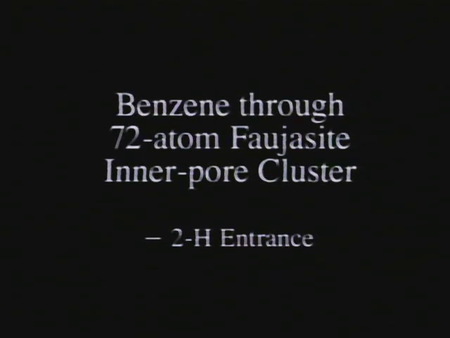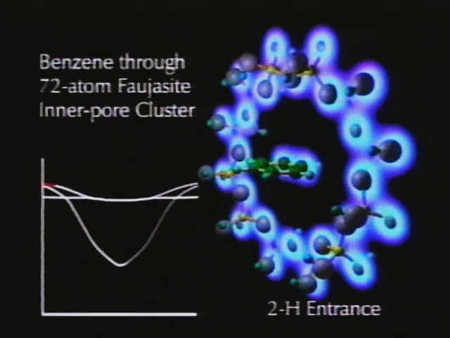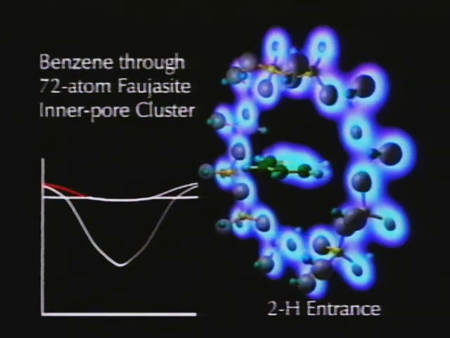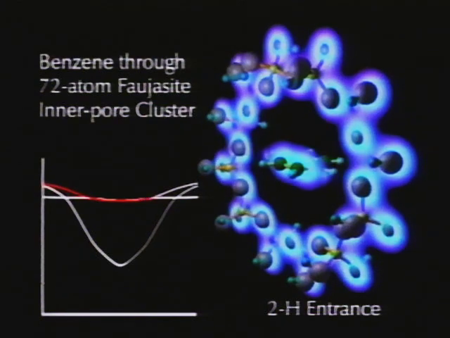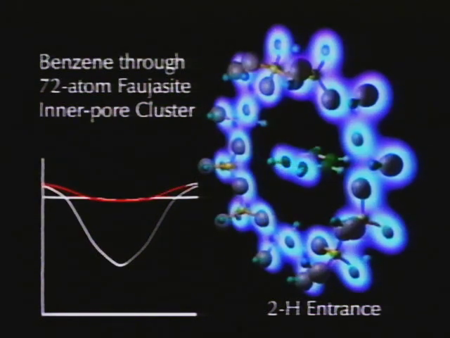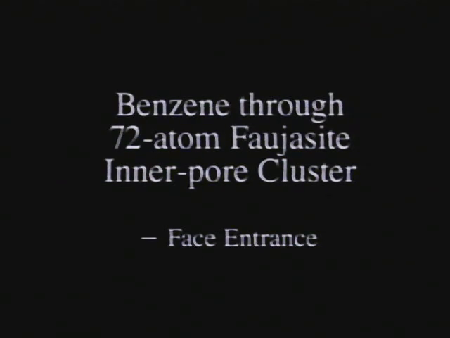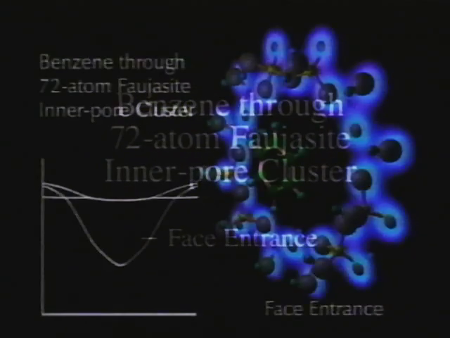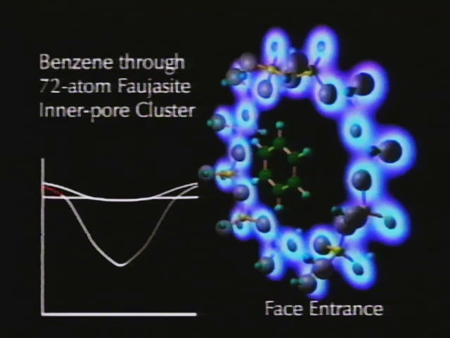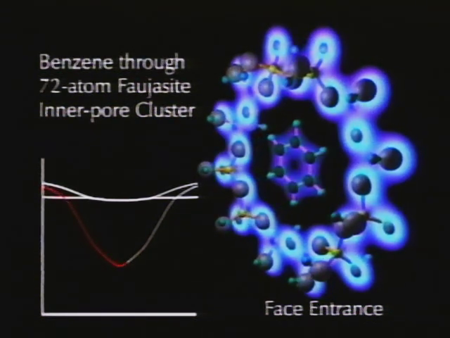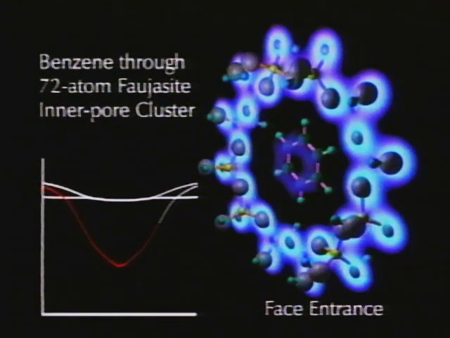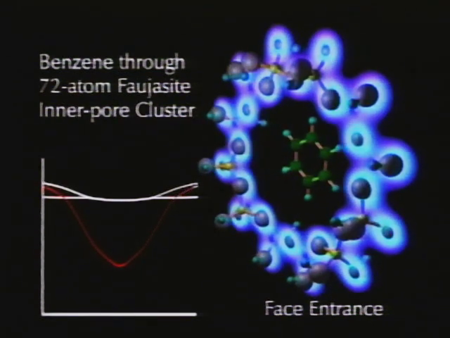Another class of solid catalysts are called zeolites. Here, two sequences illustrate benzene transport through a zeolite. In each case, the graph on the left displays the energetic stability of the move. The electron density distribution is represented by the colors surrounding the atoms. The model system is a 72-atom ring molecular cluster. This cluster was taken from the crystal structure of a zeolite called phlogopite.